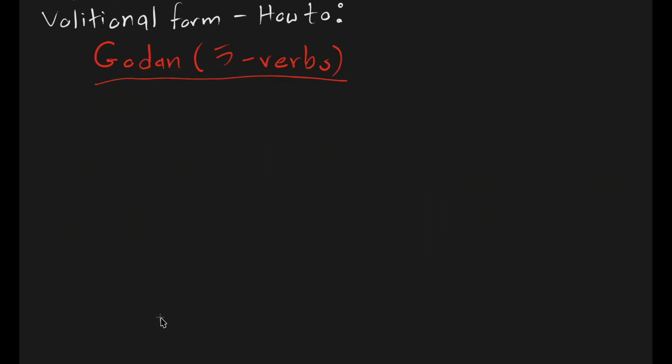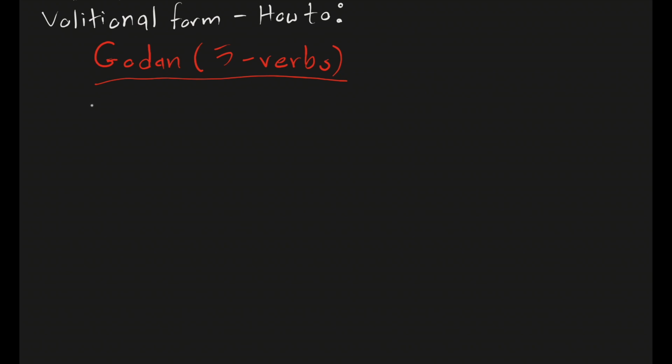So we're going to start with figuring out how to make the volitional form of a verb before we start going into the volitional form plus tomo. So we'll start with how to change the godan verbs or the u verbs into the volitional form. So we gotta go over some rules first that they have.